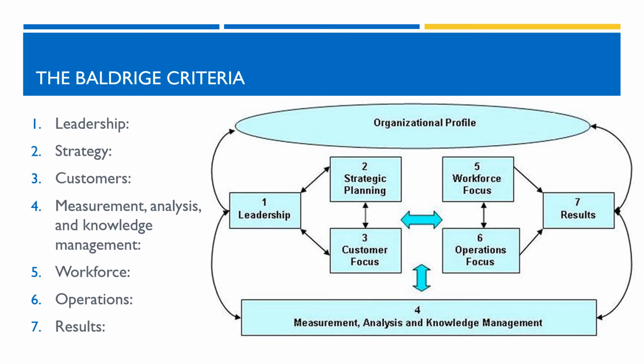Workforce, how the organization empowers and involves its workforce. Operations, how the organization designs, manages and improves key processes. And finally, results, how the organization performs in terms of customer satisfaction, finances, human resources, supplier and partner performance, operations, governance and social responsibility, and how the organization compares to its competitors.